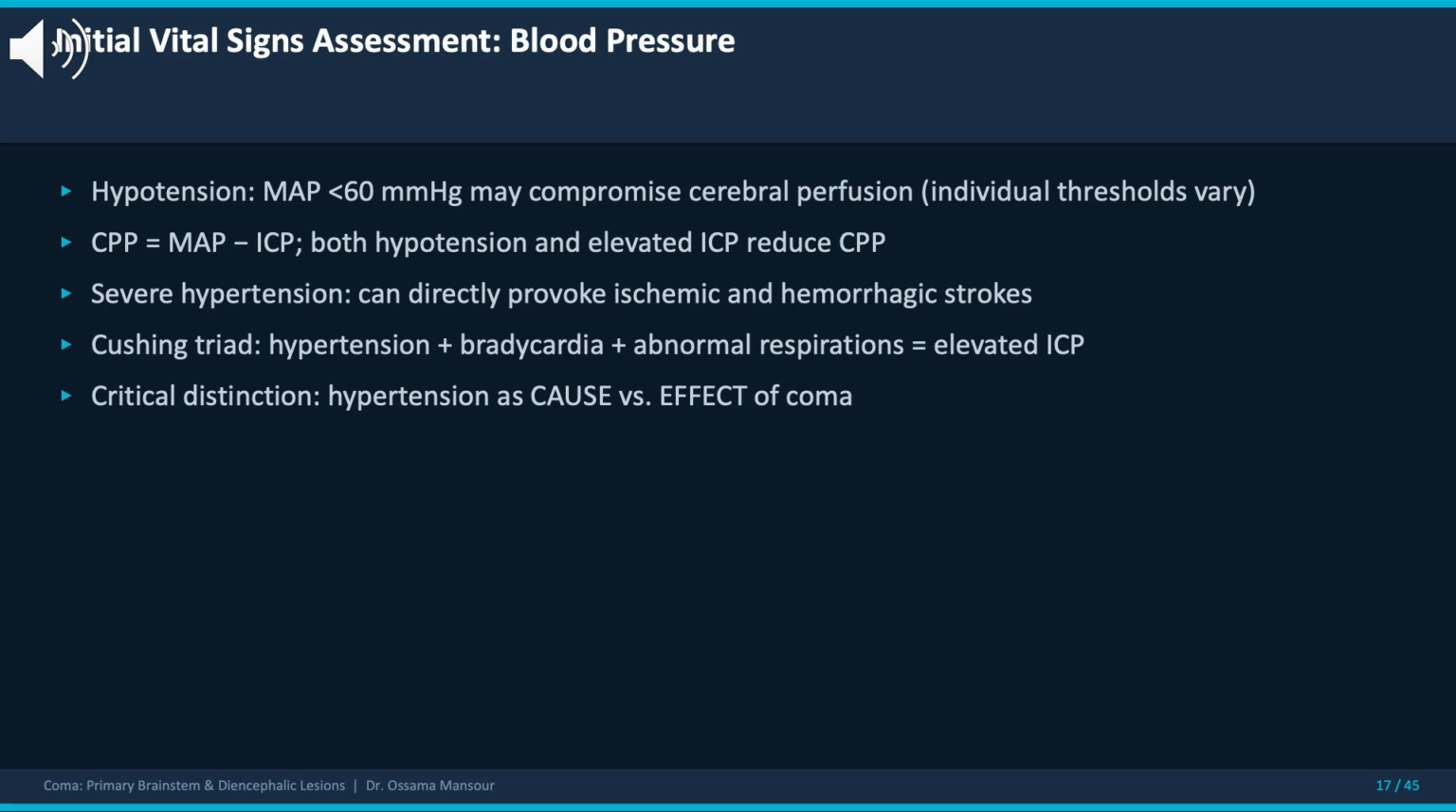On the opposite end of the spectrum, severe hypertension can directly provoke both ischemic and hemorrhagic strokes. However, hypertension can also be a physiological response to, rather than a cause of, coma. Specifically, hypertension can be a manifestation of increased intracranial pressure, recognized as part of the classic Cushing triad, which consists of hypertension, bradycardia, and abnormal respiratory patterns. Recognizing this distinction, hypertension as cause versus effect, is crucial for appropriate management.